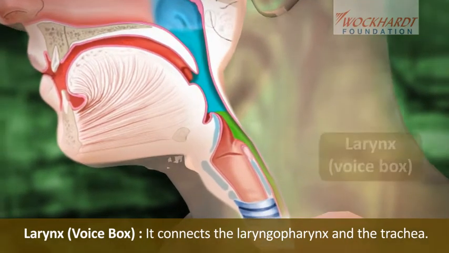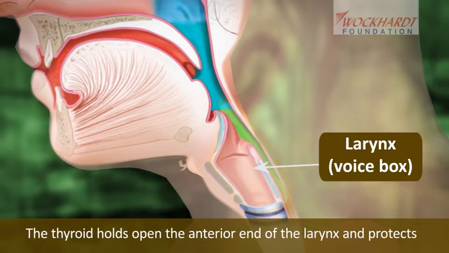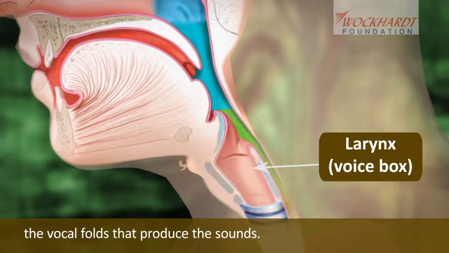Larynx, voice box. It connects the laryngopharynx and the trachea. The thyroid cartilage holds open the anterior end of the larynx and protects the vocal folds that produce sound.